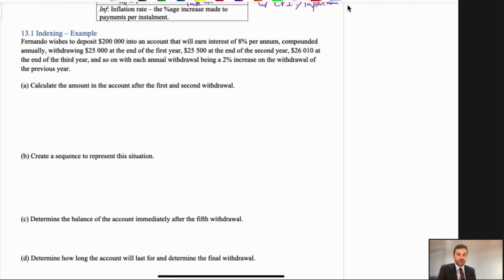Fernando wishes to deposit $200K into an account that will earn interest of 8% per annum, compounded annually. He withdraws $25,000 at the end of the first year. Now this is where the indexing comes in. At the end of the second year, he's going to withdraw $25,500. At the end of the third year, he's going to draw $26,010, and so on, with the annual withdrawal being increased at 2% from year to year. So you can see here that it goes from 25K to 25.5K to 26.01K, and you can see it's increasing by 2%.